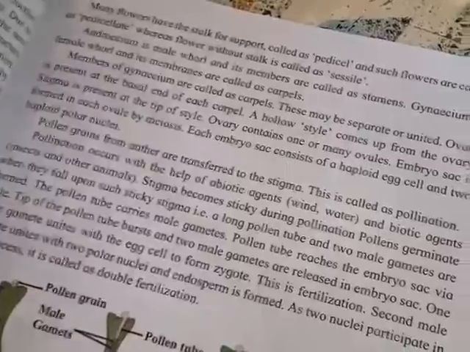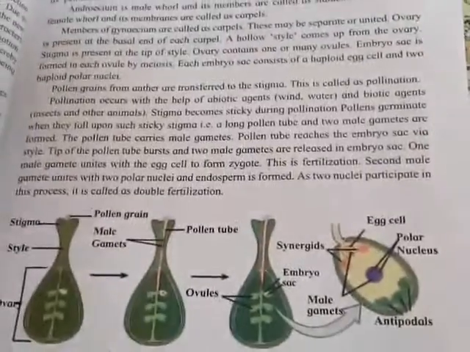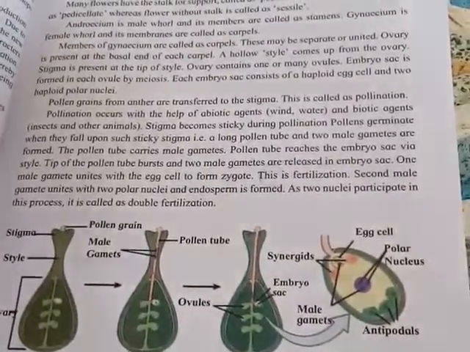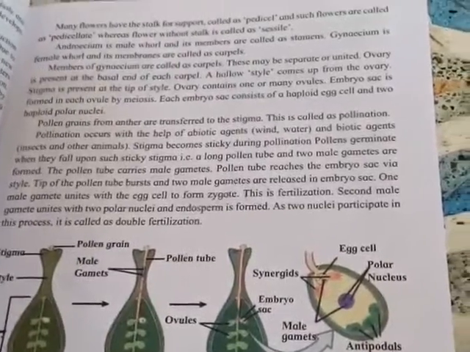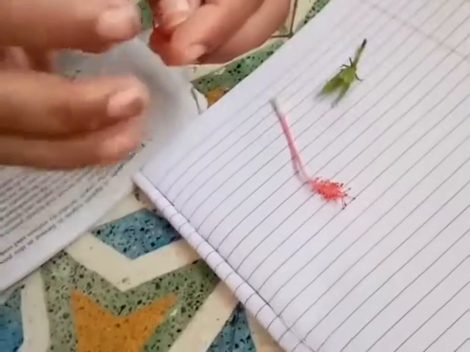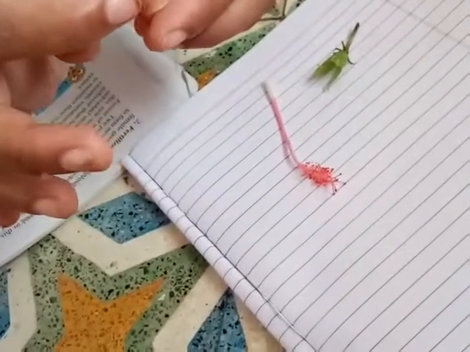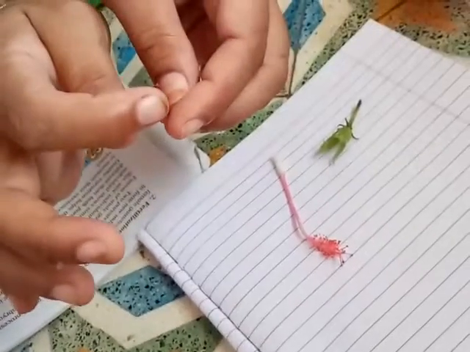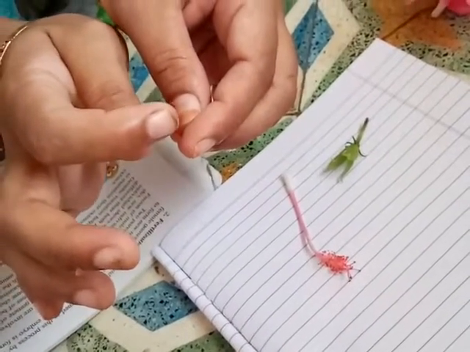Now what is actually happening? Now we move towards the reproduction. Pollen grains from the anther are transferred to the stigma. Now where was the anther? Anther is the part of the male organ. This elongated part is known as anther, and on the tip of the anther the male gametes are formed and stored.